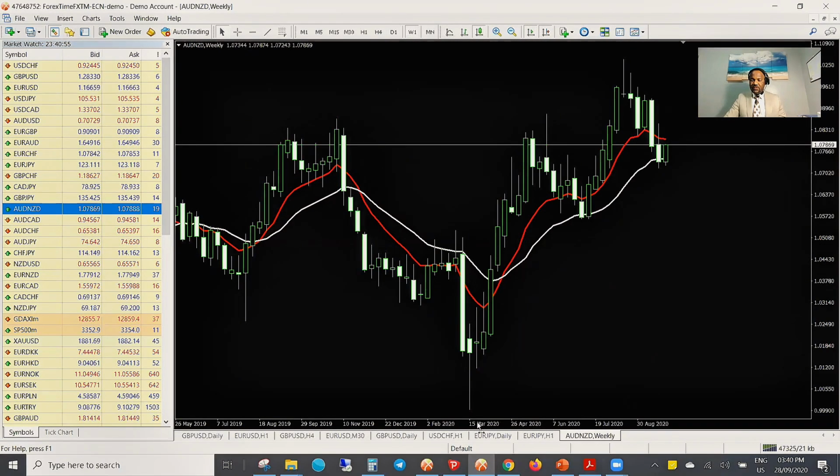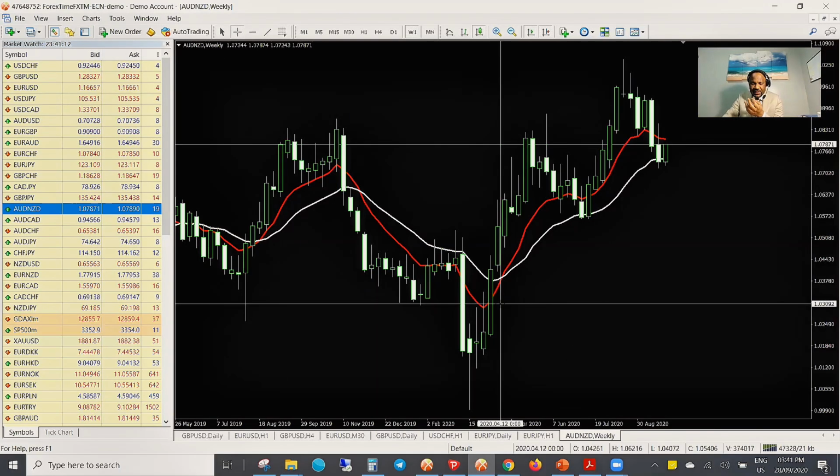What's the trend of W1? W1 is uptrend. So W1 is already uptrend. It's been uptrend since when? Let me see how many months ago was that?